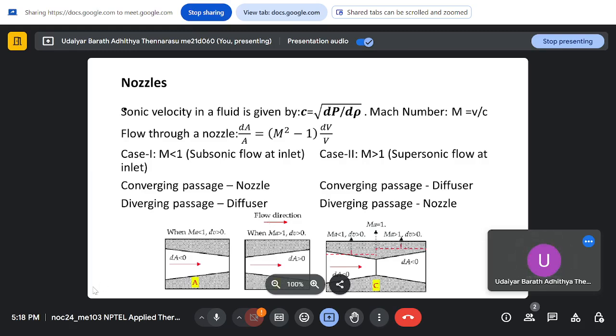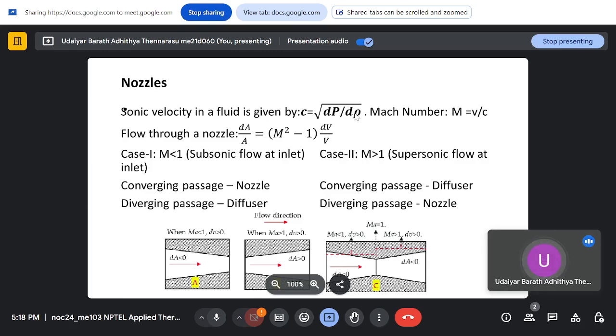Similarly, we saw the nozzles. For nozzles, we also defined the sonic velocity, or the velocity of sound in the fluid. It is given by C equal to root of dP by d rho. The Mach number is nothing but your velocity divided by the sonic velocity. If it's greater than 1, you have supersonic flow, and if it's less than 1, you are in subsonic flow. The flow through the nozzle is given by dA by A equals (M squared minus 1) times dV by V. So it's nothing but your mass balance.